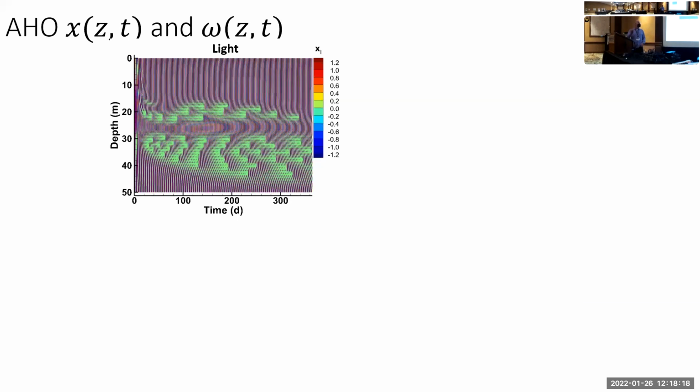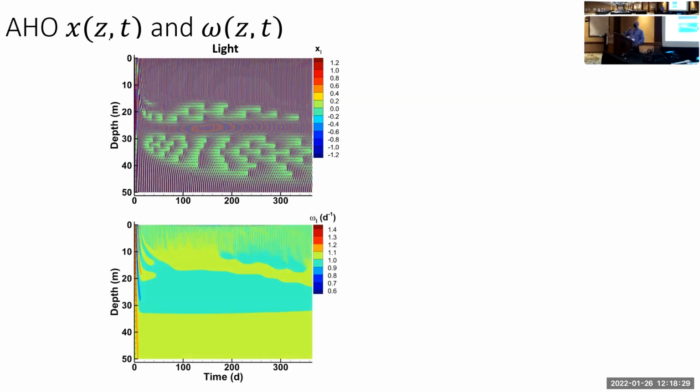This is then the output of the harmonic oscillator for the light, and it's over a one year period. You can't really see a whole lot. Makes a nice picture. That's about it. But what we can look at now is the frequency that oscillator has adapted to, and you can see that it's mostly in these blues and kind of green color, and that's that 1 per day. So that harmonic oscillator is locked onto that forcing.